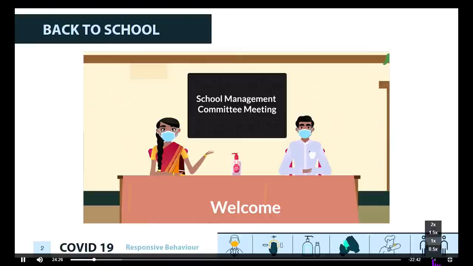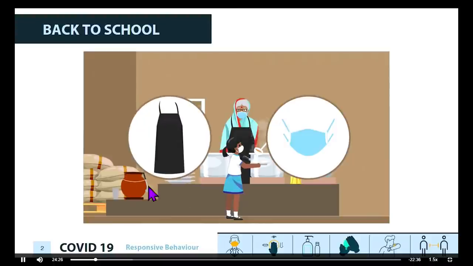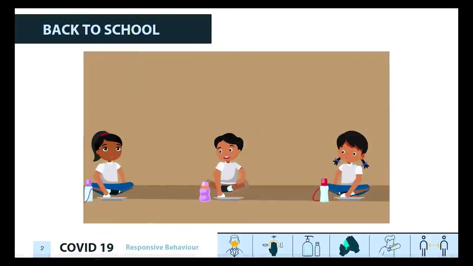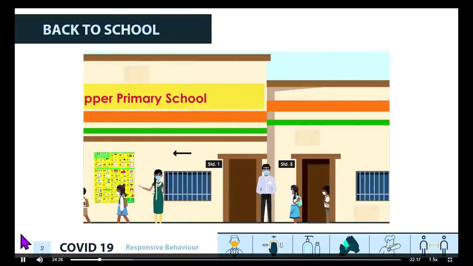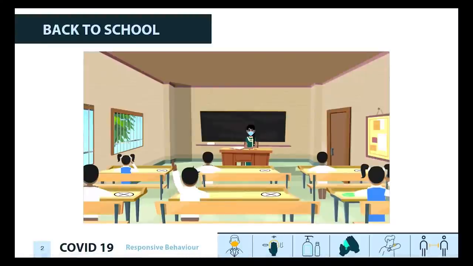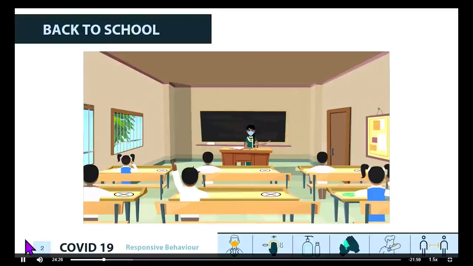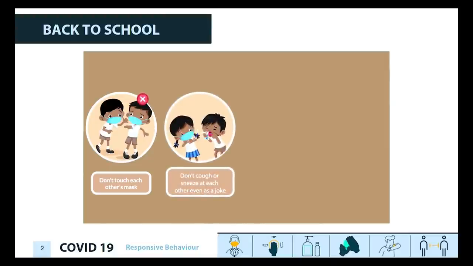It's our duty to support the school in every way. As far as midday meals are concerned, it must be ensured that all cooks and helpers wear masks, aprons and caps. They must cook food in a hygienic manner and maintain proper hand sanitation. Besides, children must be seated 1 to 2 meters apart during lunch. Also, when children are leaving for home, ensure they leave in staggered groups, not all together, so as to avoid crowding and maintain physical distancing. As and when required, children will have to be allowed to go and drink water or use the toilet so that these facilities do not get crowded during recess hours. Children will have to be reminded frequently not to touch each other's masks and not to cough or sneeze at each other even in jest.